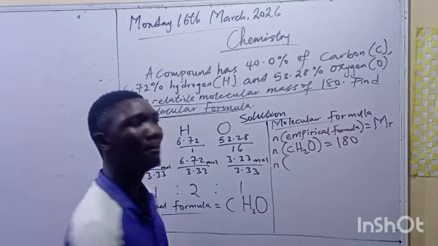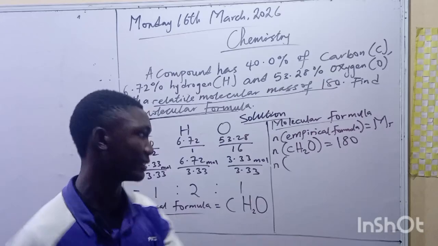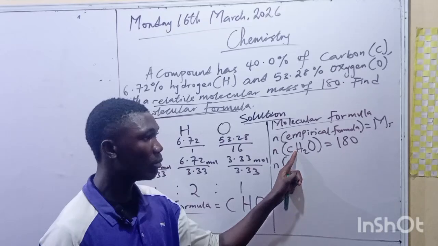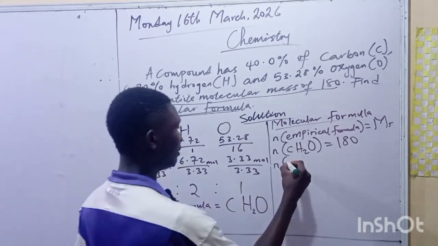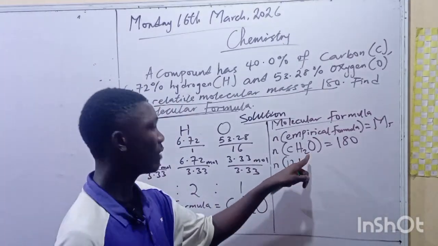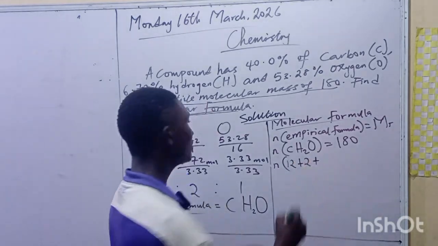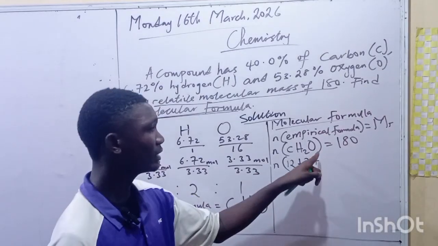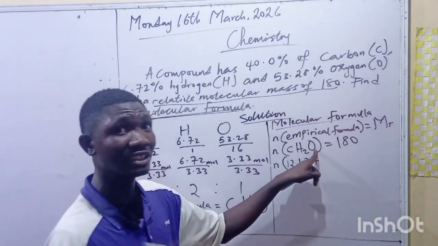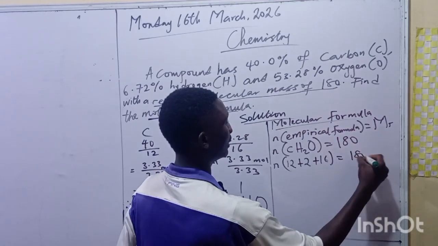We will find the mass of the empirical formula. That's the atomic mass. Now, the atomic mass of carbon is what? 12. And we are given 1 atom of carbon. That is 12 times 1, gives me 12. Plus, atomic mass of hydrogen is 1. And we are given 2 atoms of hydrogen. 1 times 2 gives me 2. Plus the atomic mass of oxygen is 16, and we are given 1 atom of oxygen. That is 1 times 16, gives me 16, equals 180.